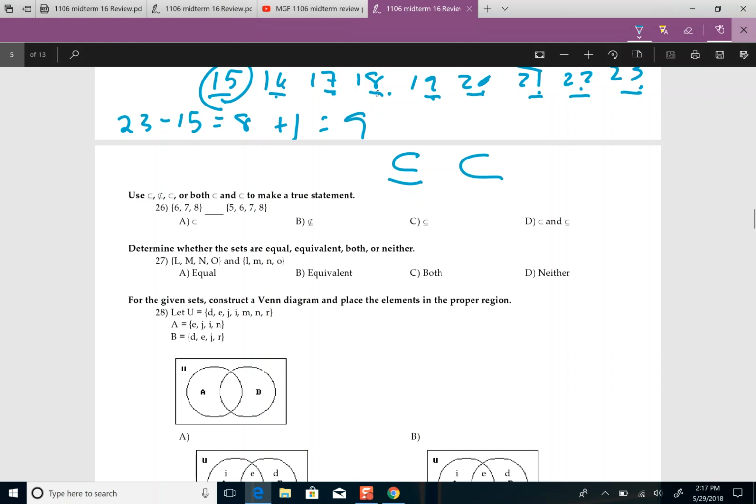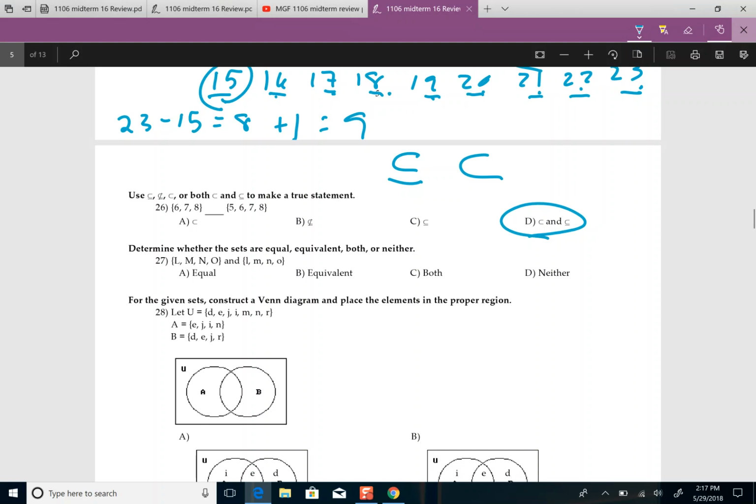All right, so I can see {6, 7, 8} is in {5, 6, 7, 8}. So definitely it's a proper subset because there's that 5 on the right that wasn't on the left. But if it's a proper subset, it's actually a regular subset as well. So it would be D.